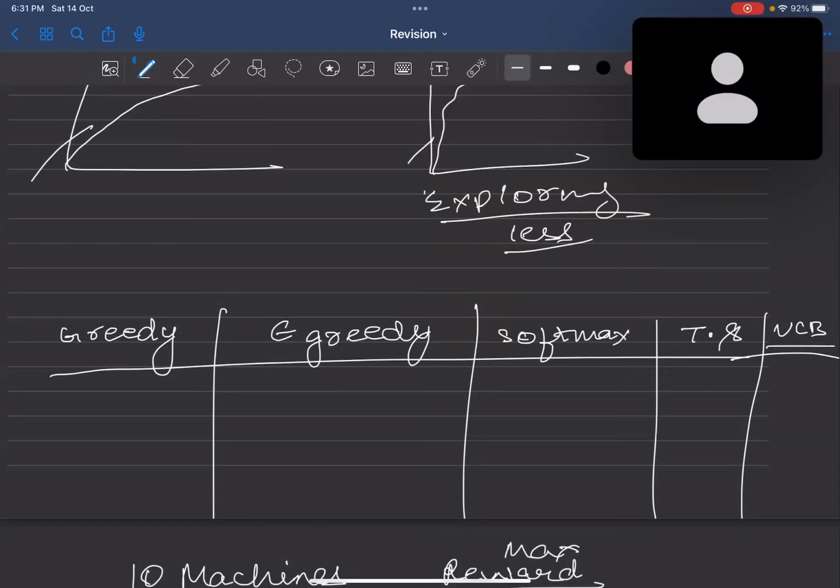Okay, what do you think? What is Thompson sampling? What is the difference between softmax and Thompson sampling? Why are we shifting to Thompson sampling? Or is softmax as good? So what are your views about this?